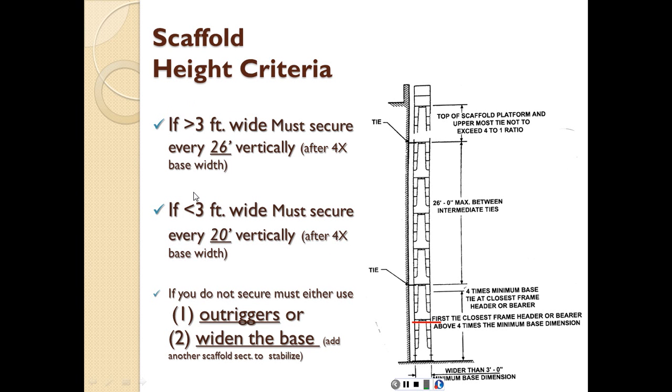If you do not secure it, you must either use outriggers, which are going to increase the base width, which is going to change the ratio between the height and the width, because you base it on the width of the base of the platform, or widen the base, or add another scaffold section to stabilize. So you want to make it wider to give it better balance. Here we can see ties that are going to tie the scaffold to the facade of the building or the work area.